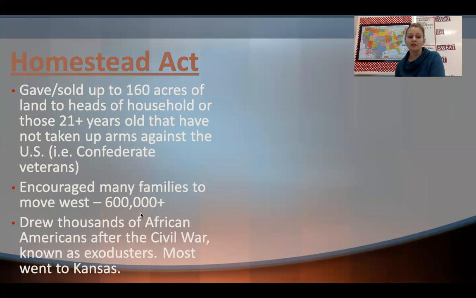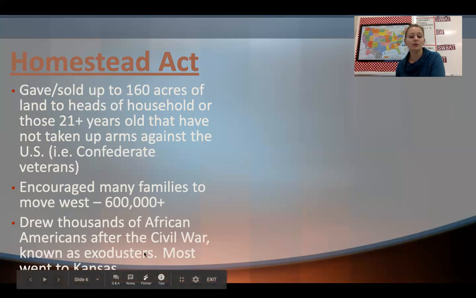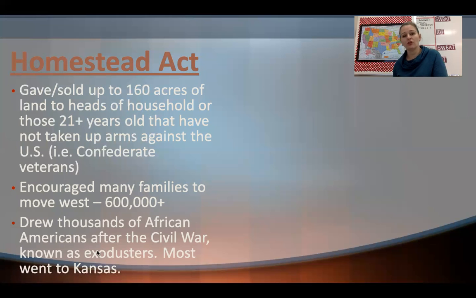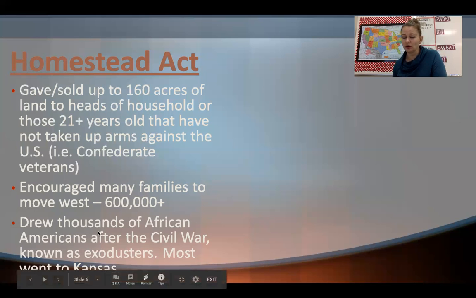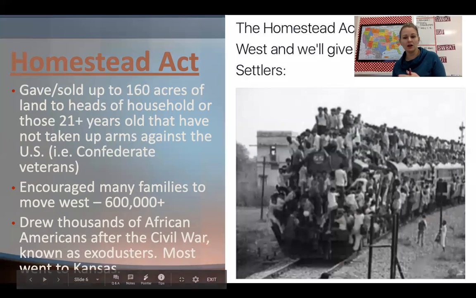This is going to draw lots of African Americans after the Civil War as well. These people were known as exodusters because they were exiting, like a mass exodus of people leaving and then moving out to the Great Plains out in the West. Most of the African Americans that moved, and I'll show you a picture in just a minute, were going to move a lot of them to Kansas because Kansas was really trying to do some advertising to say, hey, come out here and get it.